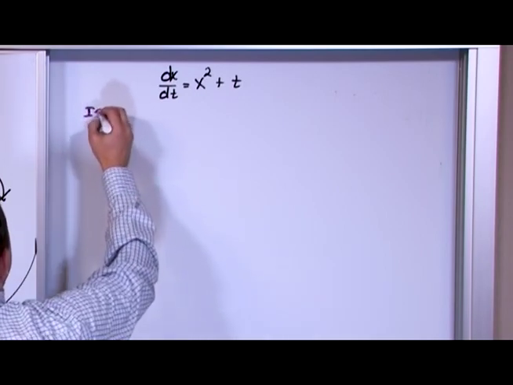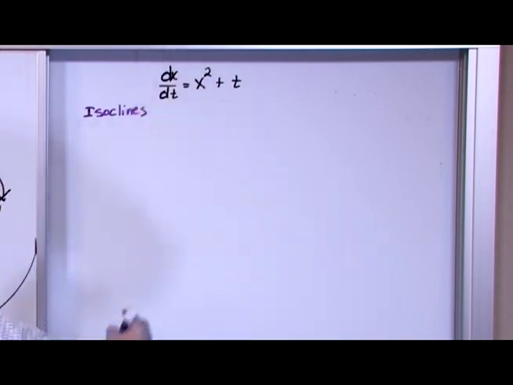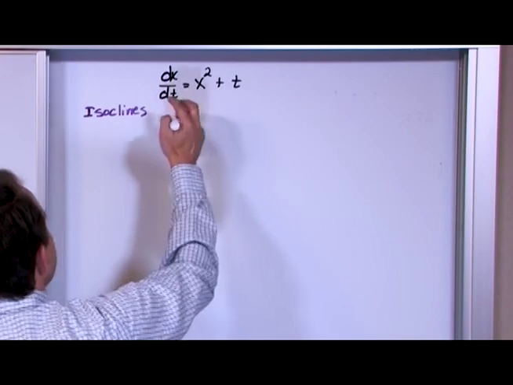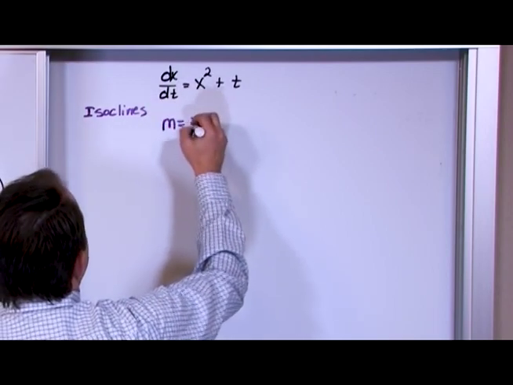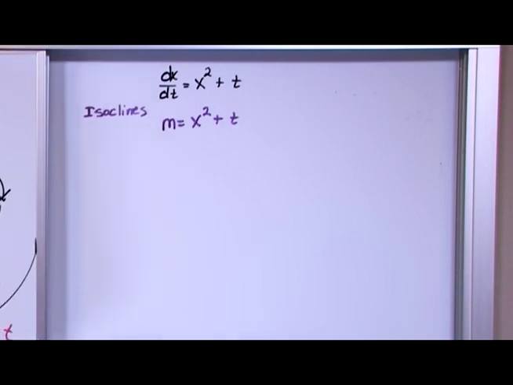So to find the isoclines, I just take this dx/dt and I replace it with a constant, because I'm looking for curves of constant slope. So I'm going to replace this with m. m is equal to x squared plus t.